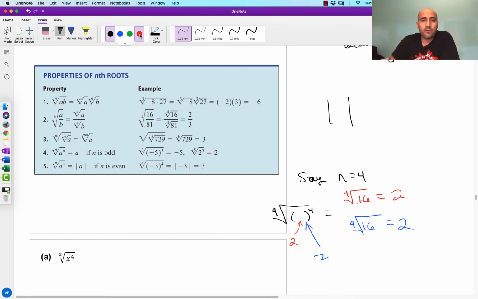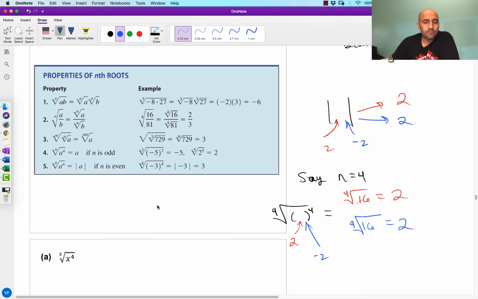I have an absolute value here. If I input a negative 2, the output is going to be positive 2. If I input a positive 2, the output is positive 2, right? So that's what an absolute value function is going to do, and that's what this does, right? So that's why we define absolute values this way.